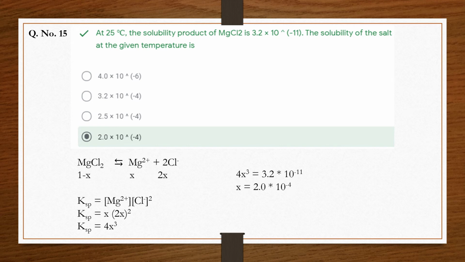If you write the solubility product expression, it is the magnesium 2 plus ion concentration multiplied by the chloride ion concentration to the power 2, divided by magnesium chloride. Since X is too small, we can ignore this. So Ksp is equal to X, and the concentration of Cl minus is 2X, and here there is a power 2, so 2X to the power 2, and hence Ksp is equal to 4X cube, and that value is given, that is 4X cube is equal to 3.2 into 10 minus 11. If you solve for X, you will get 2 into 10 minus 4.